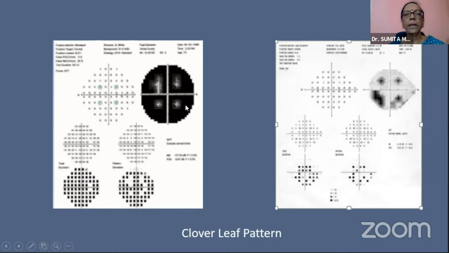Sometimes the patient stays with the test when it begins, and subsequently moves away. By that time also the patient loses attention and makes errors. The reverse is the reverse cloverleaf. This happens when the patient does not know that the test has started. So he fails to respond to these 4 points, and subsequently when he knows that the test has started, he starts responding very well, and the peripheral points start giving sensitivity.